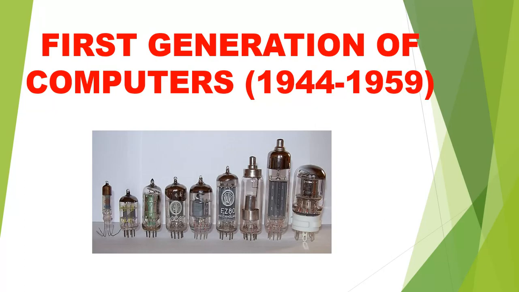Okay, so this period is like 1944, and the following were the characteristics of the first generation computers. In first generation computers, the main technology used was vacuum tubes, and these are the vacuum tubes that you can see in the picture.